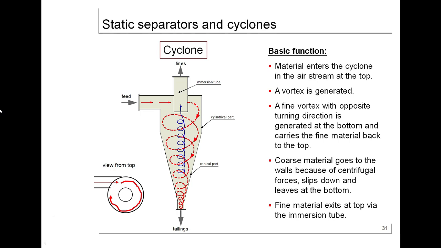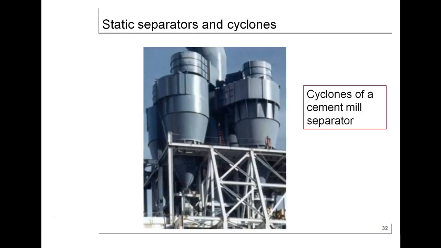Material enters the cyclone in the airstream at the top. A vortex is generated. A fine vortex with opposite turning direction is generated at the bottom and carries the fine material back to the top. The coarse material goes to the walls because of centrifugal force, slips down and leaves at the bottom. The fine material exits at the top via the immersion tube.